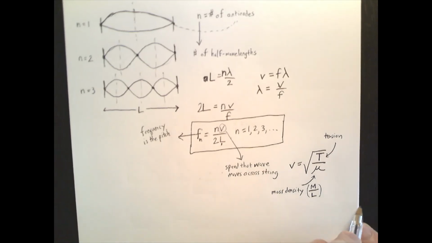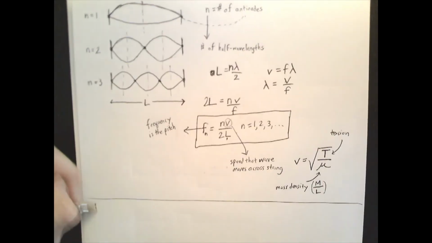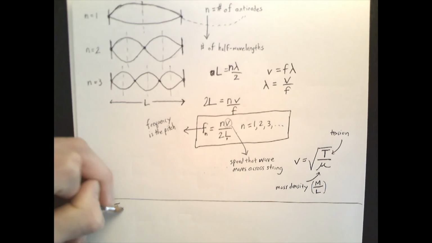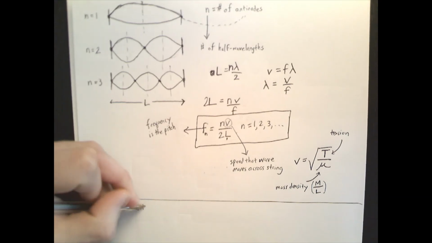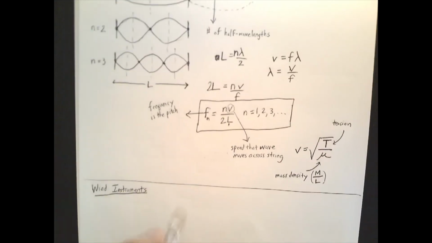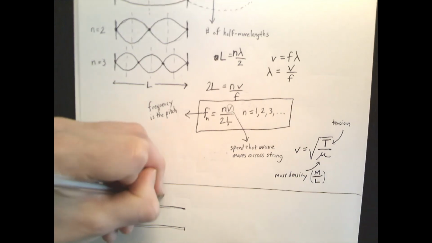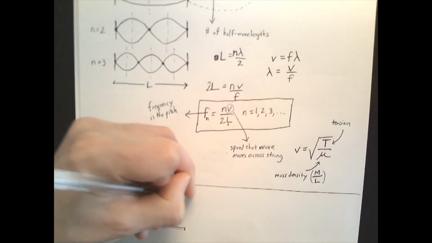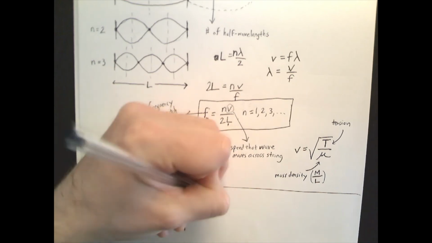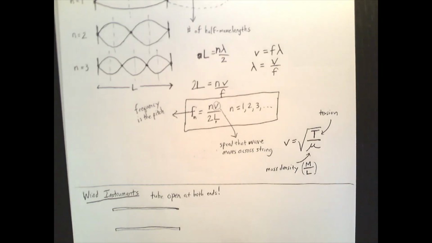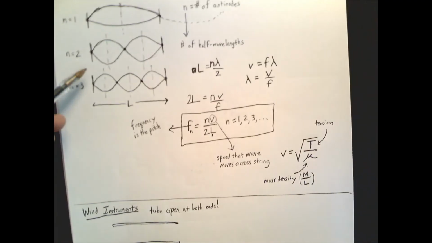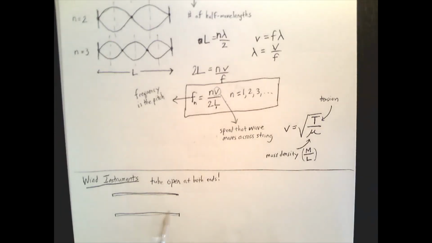We can do a similar analysis for wind instruments. Basically a flute, where instead of a string we have a tube, and it's open at both ends. We're going to excite sound. So instead of a string vibrating like we did up here, we're going to blow air into this, and we want that air to resonate inside the tube.